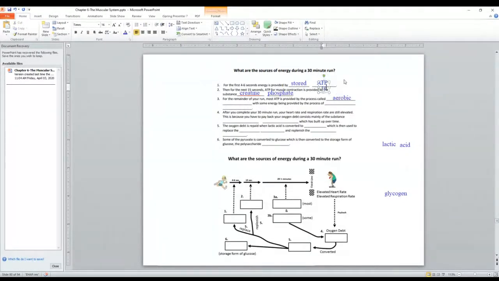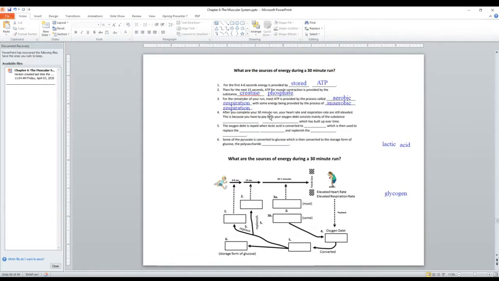Respiration. And while you're doing aerobic respiration, it's very unlikely you're going to be able to provide all of the ATP from aerobic respiration. So there's going to be a little anaerobic respiration as well. Alrighty, so anaerobic right there.